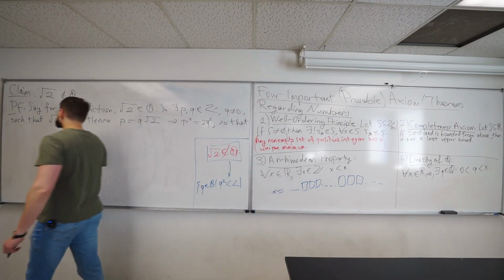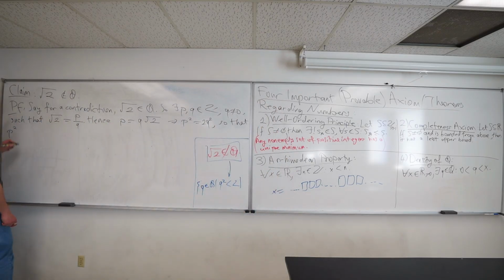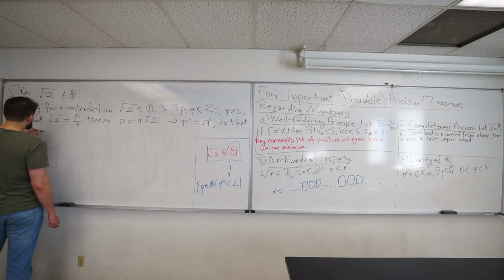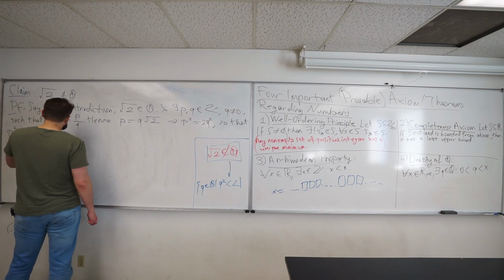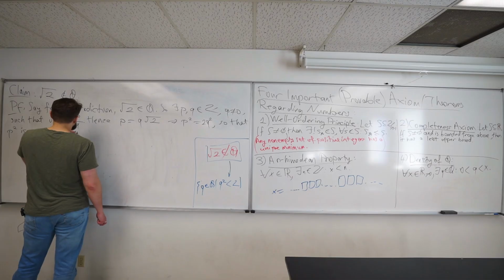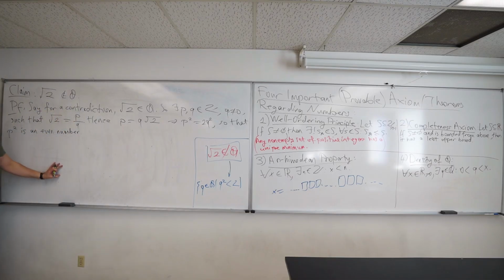So that p squared is an even number. Okay so far? Go ahead. You're saying it's an even number because it's divisible by 2. Yeah. This is why this is the first proof that a lot of people see, because you just use odd and even. Here's the tricky part that I'm going to leave to you.